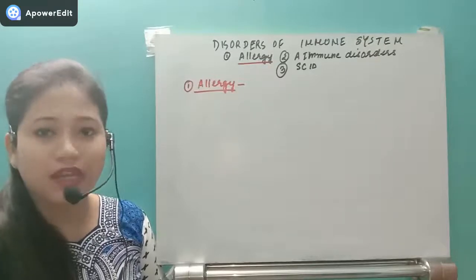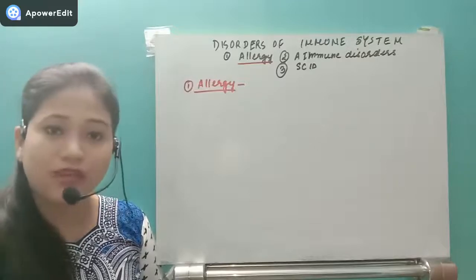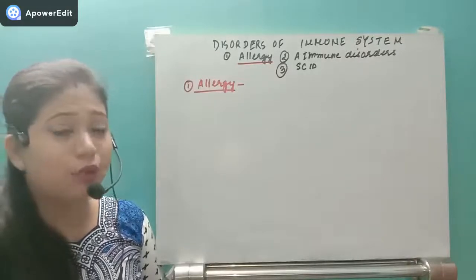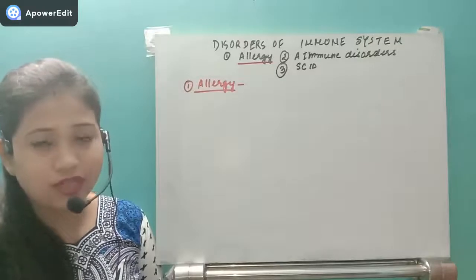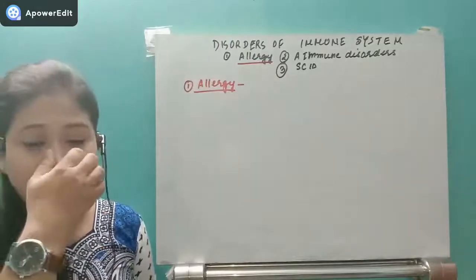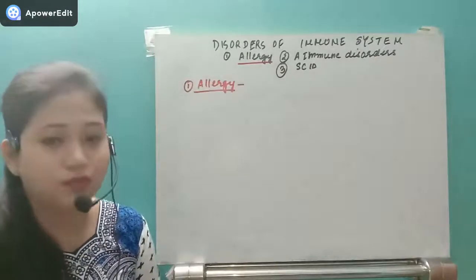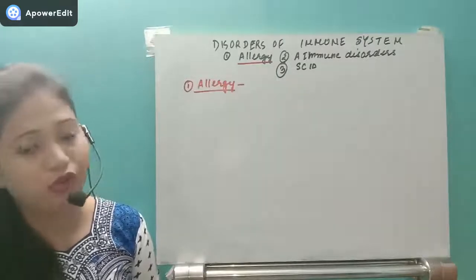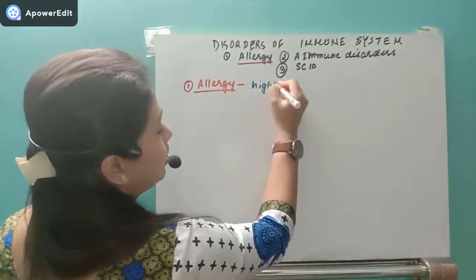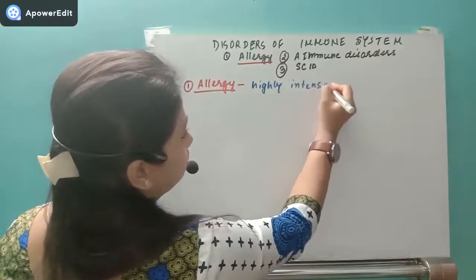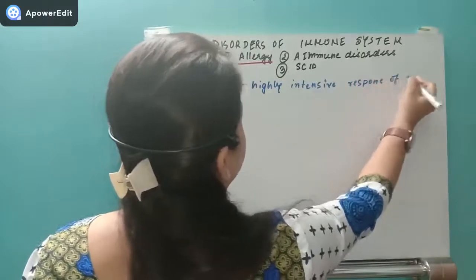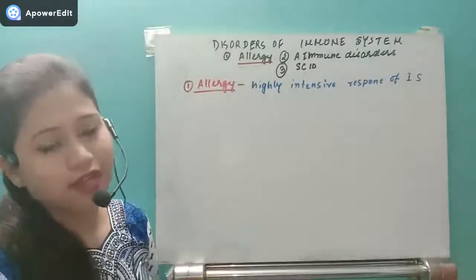So let's see what the different types of allergens can be. Allergens can be anything. It can be sunlight, heat, or cold. It can be dust, pollen grain, or just a fruit. Sometimes it can be penicillin or some drugs. In our body some type of immune response is produced, and that can cause allergy. So what is allergy? It is the highly intensive response of the immune system. This is called allergy.